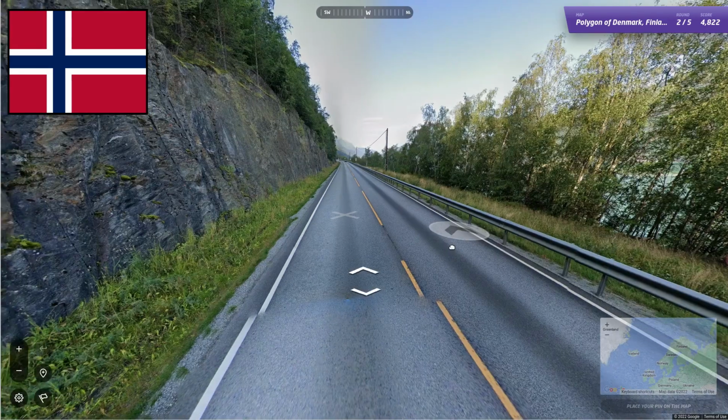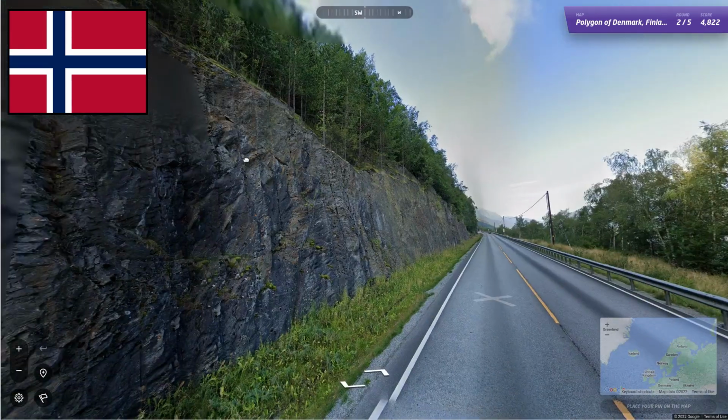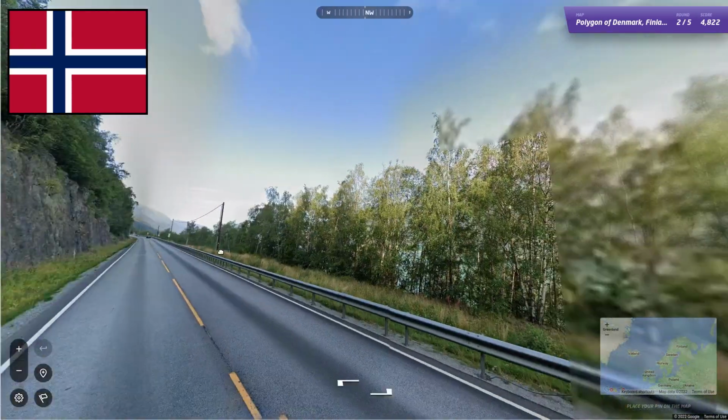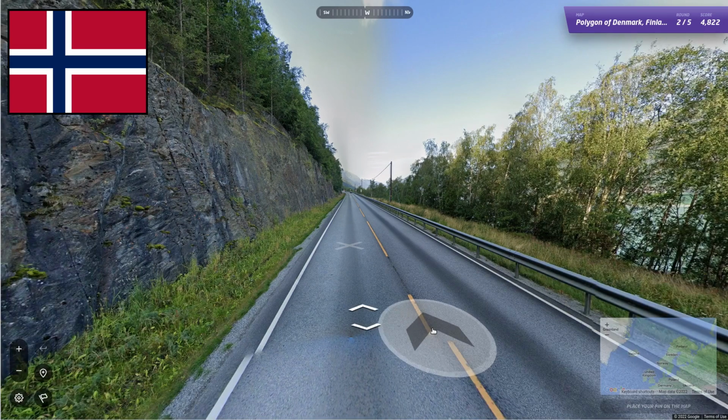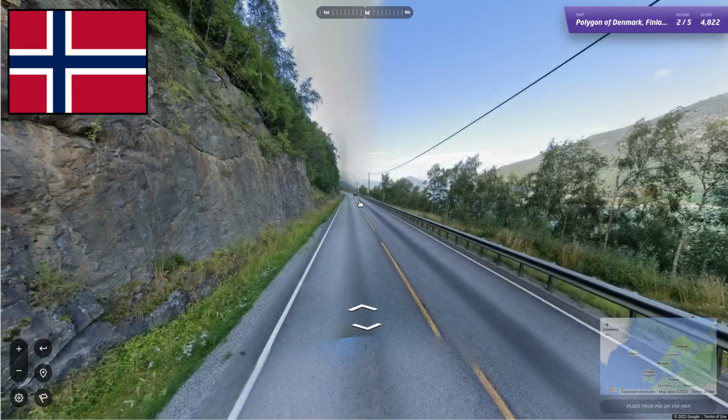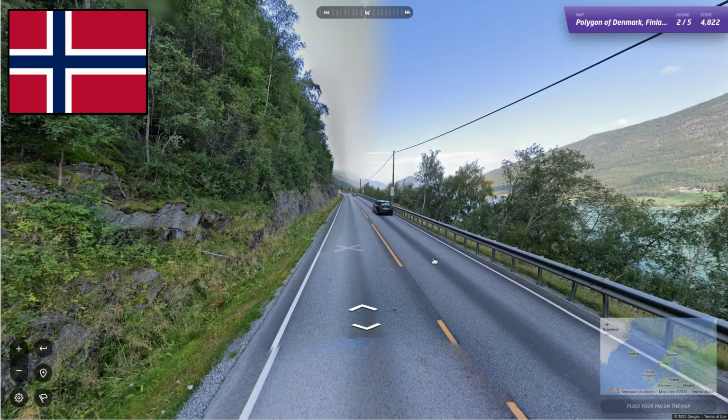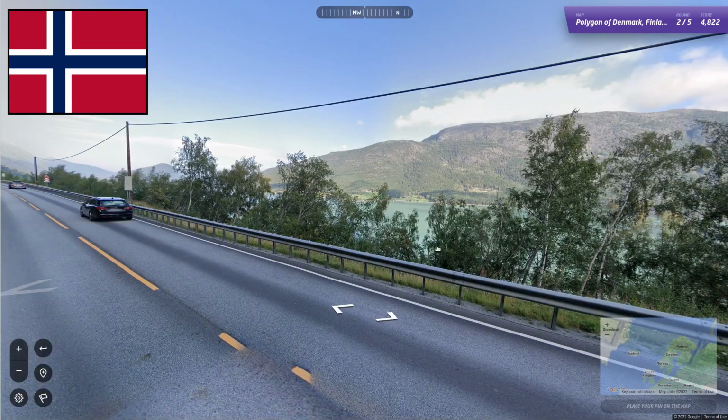This is a typical Norwegian road. There's rock here and water on the other side. Yellow dashed lines in the middle. That's a very clear mark of Norway. And these sidelines are solid when the road is wide enough to have 2 full lanes.